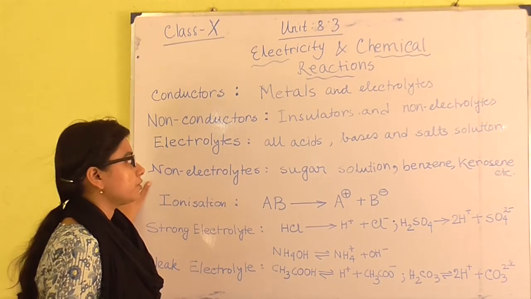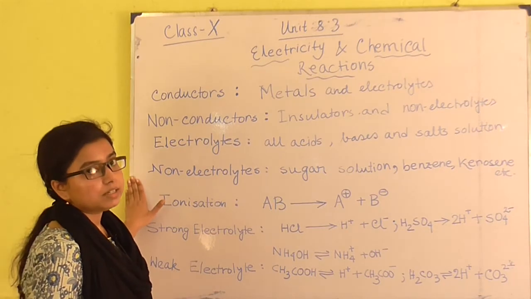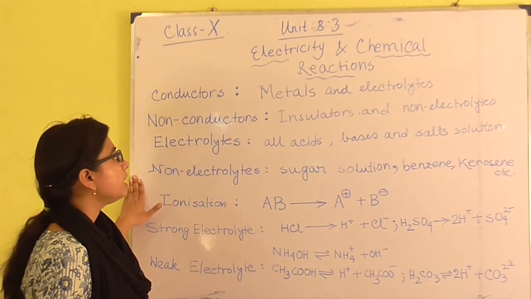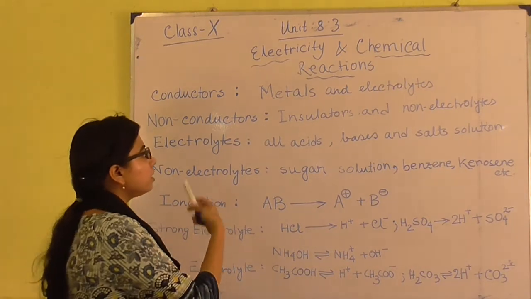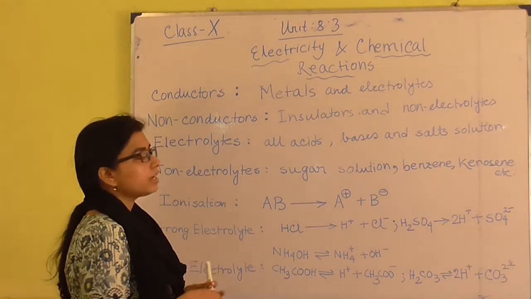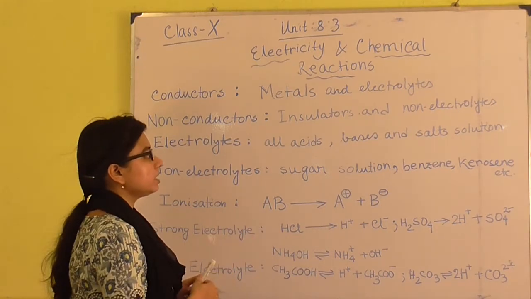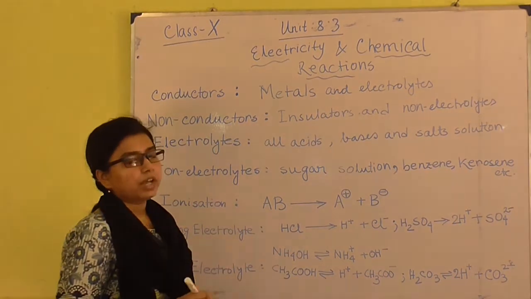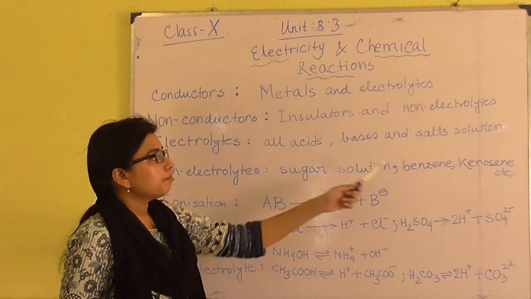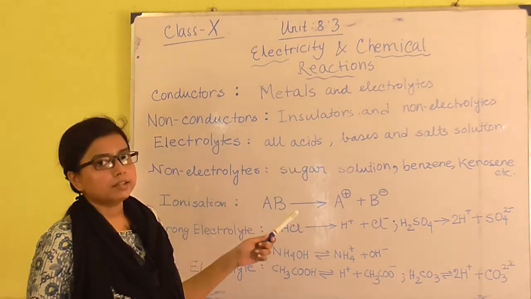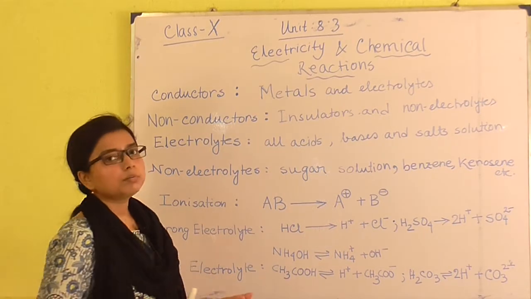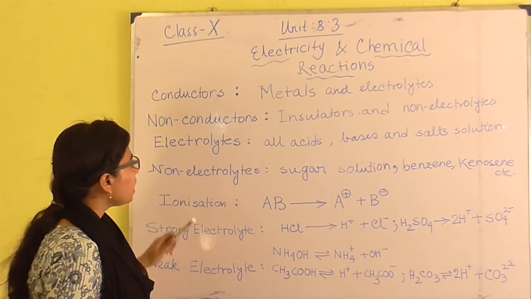Next point is non-electrolytes. That means in molten state or in solution state, those which can't conduct electricity, because they can't produce ions, so that's why they can't conduct electricity. They are known as non-electrolytes. Sugar solution, benzene, kerosene can't produce ions, so that's why they can't conduct electricity.